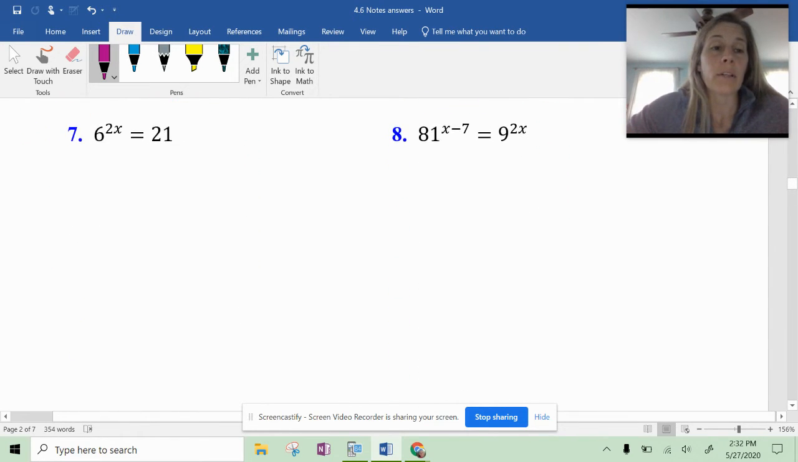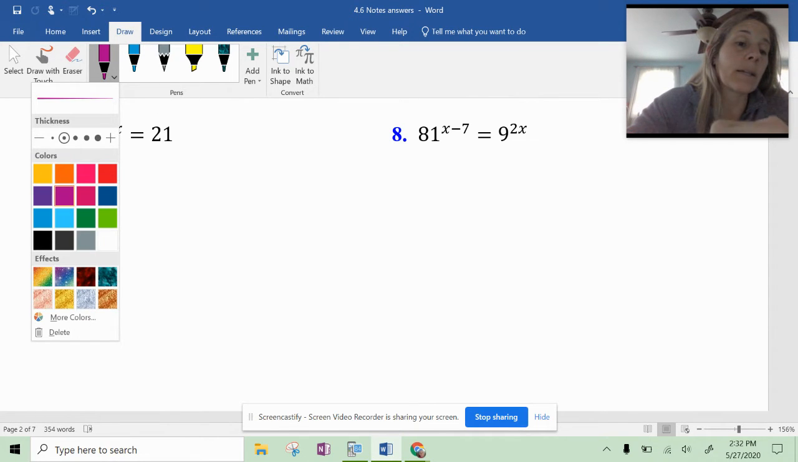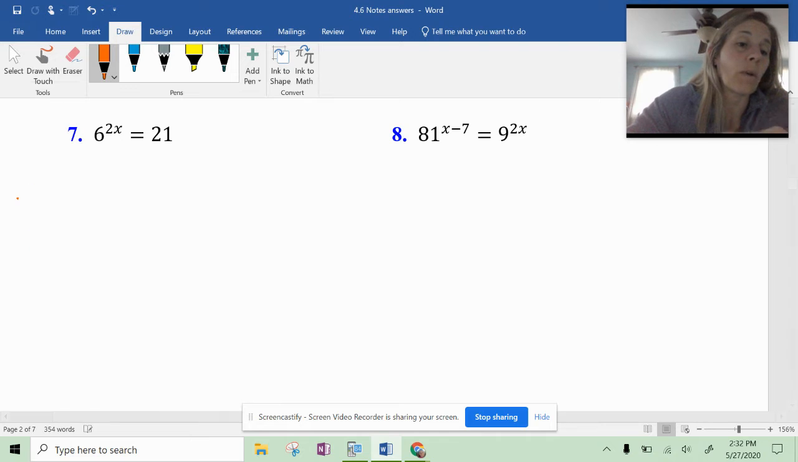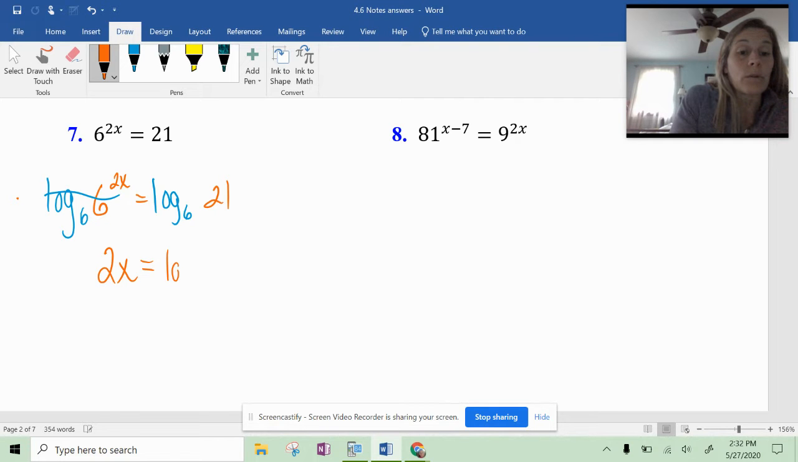All right, number 7. There's no number raised to a power that can give me 6, so I'm just going to leave it. And the same thing for the 21. There's no 6 raised to a power that equals 21. So this is an example where you're going to want to log both sides. And both sides are going to get a log base 6. So I can cancel out that 6. Now I have 2x equals log base 6 of 21.